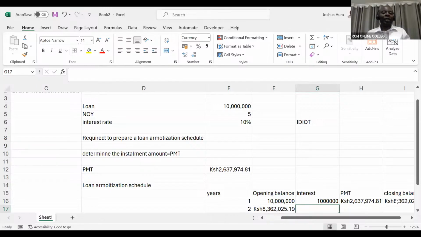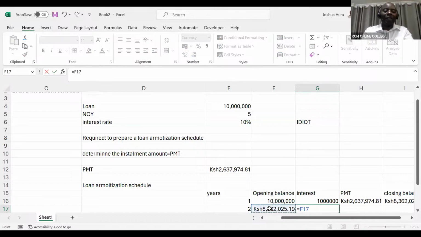Now I'm looking at the interest. How do I get the interest? It's very easy. I'll pick the amount outstanding at the beginning of the year, and then times the interest here. I know the interest is 10%. And you're the ones who told me, Mwalimu, stop these concepts of ID10T error. This interest is going to be constant throughout, and if it's going to be constant, then you must use F4.